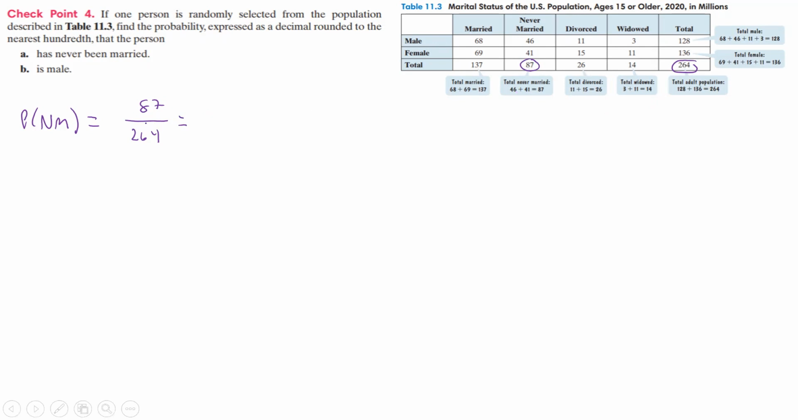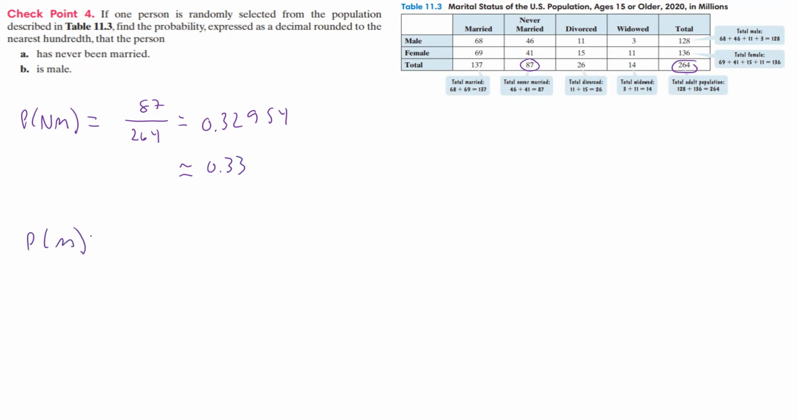If we do that on our calculator, I won't pull up the calculator here, I'll just do it on the one here. 87 divided by 264, we get 0.3295, so 0.32954. And it says to the nearest hundredth, so that's going to be approximately 0.33. So that's A. What about B?